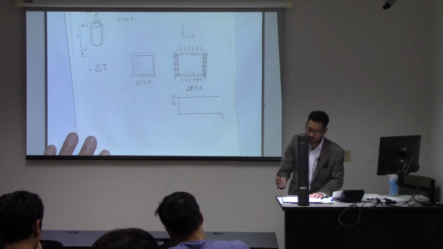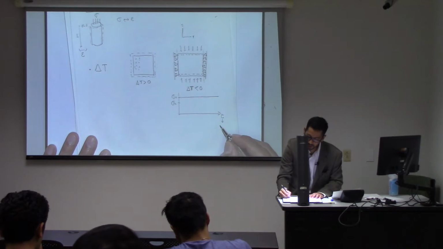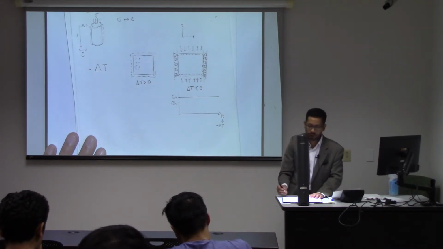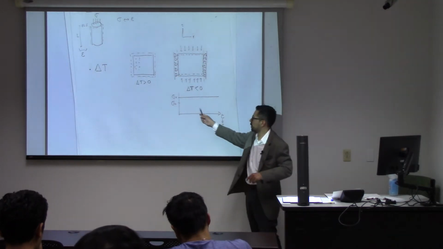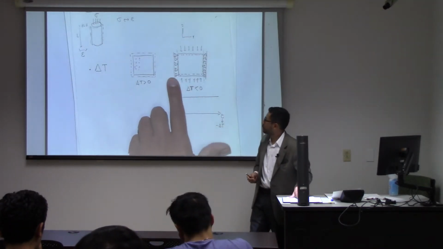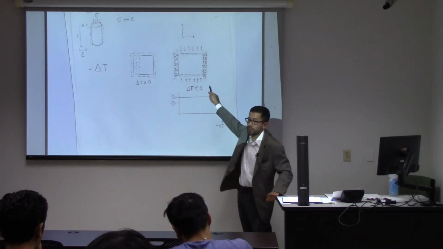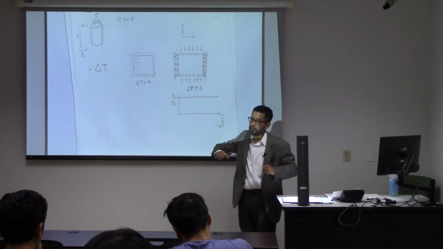And look, actually here we could also plot this as negative delta T, right? I'm decreasing the temperature in this direction. But what's going to happen to the horizontal stress? Now the rock is going to try to shrink, right? But it can't.